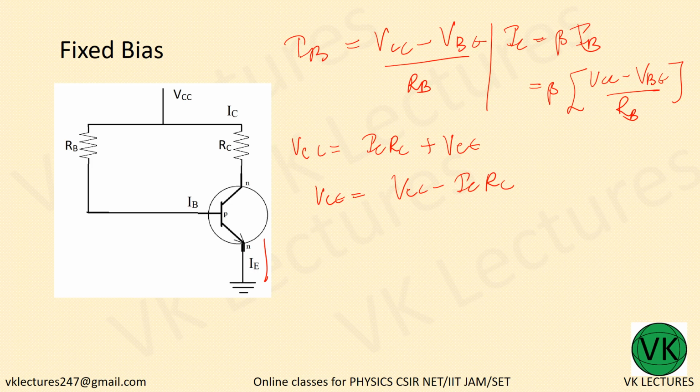Now let us go to the input side. VCC equals IB RB plus VCE, right?